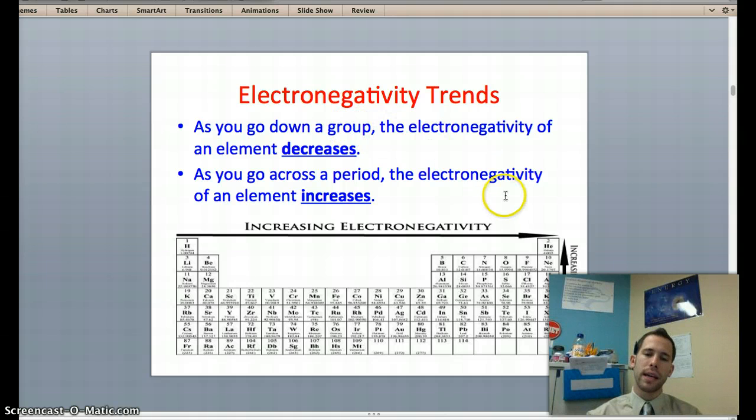So electronegativity has the exact same trend as ionization energy. It increases as we move up and to the right. As we go down a group, the electronegativity decreases. As we go across a period, the electronegativity increases. And remember, electronegativity is the ability to attract electrons, to pull them in.